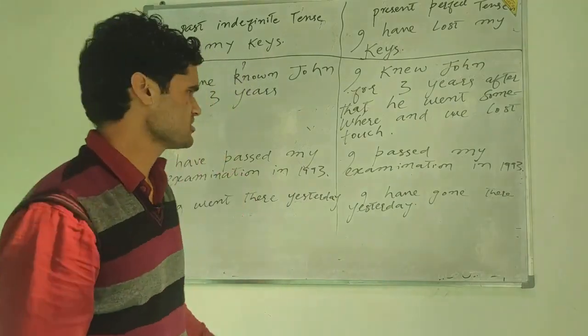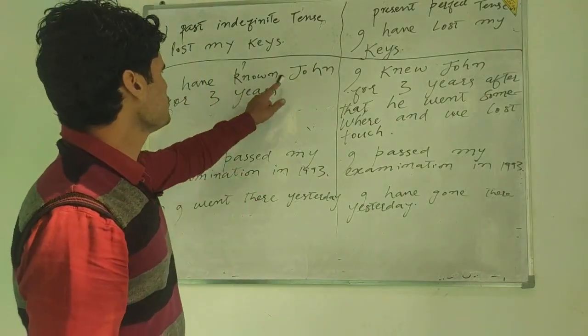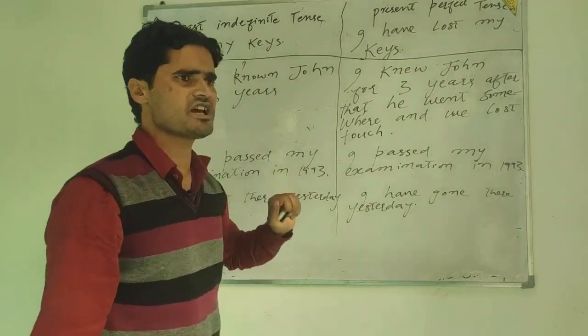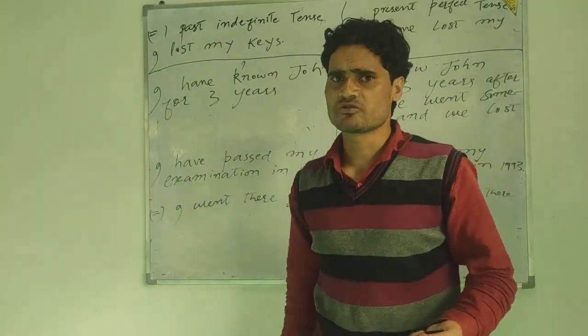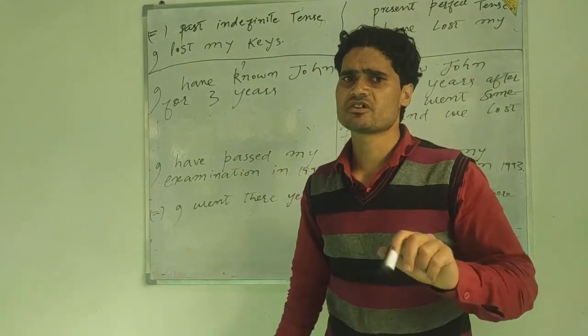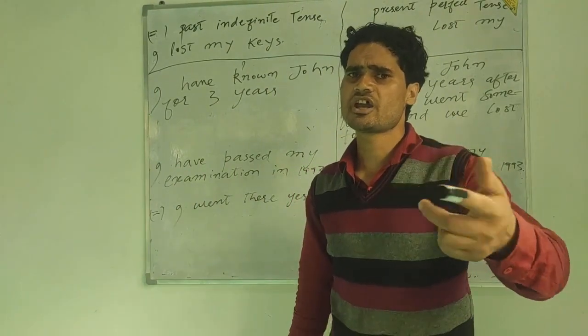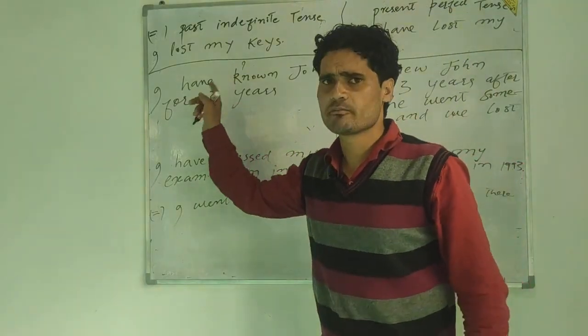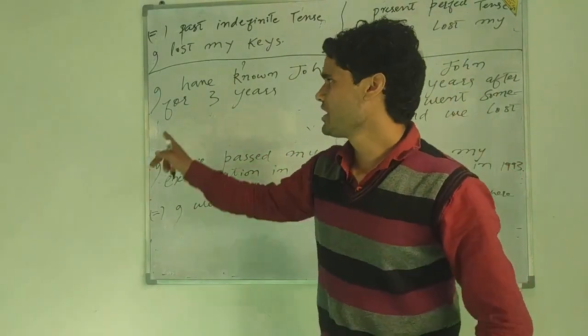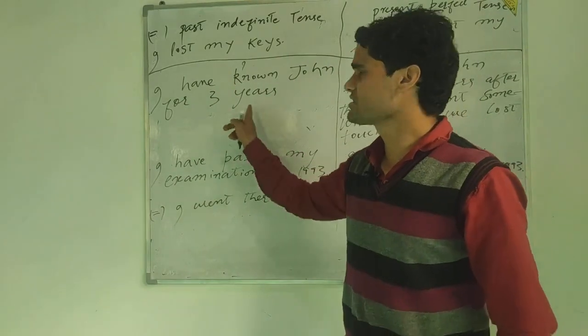How can we say this? If I say I have known John for 3 years, it means मैं उसे पिछले 3 साल से जानता हूँ. It means that I have already spent 3 years knowing him, but I still know him. I have known John for 3 years.